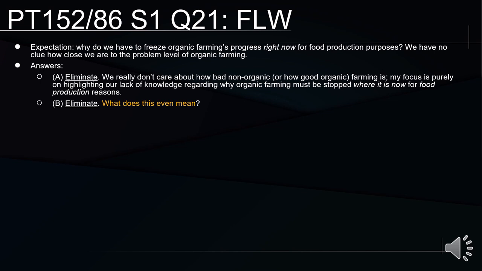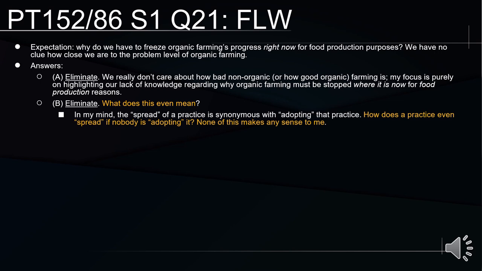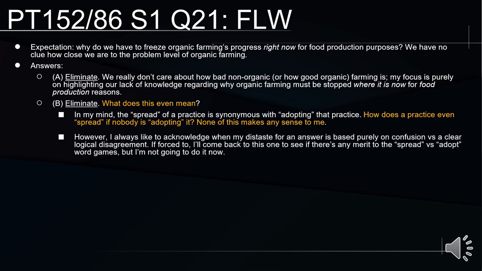B. B is weird, guys. B is super weird. B says it overlooks the possibility that even if the practice of organic farming continues to spread, many farmers will choose not to adopt it. What, I mean, what does that really even mean? In my mind, the spread of a practice is synonymous with adopting that practice. How does a practice even spread if nobody is adopting it? None of the core logic makes any sense to me.